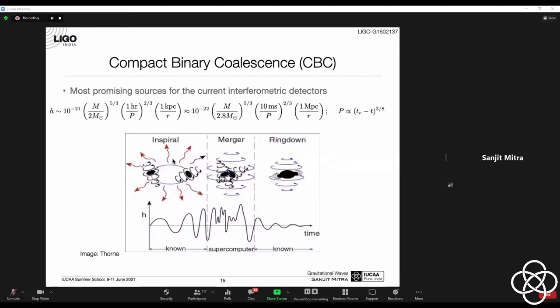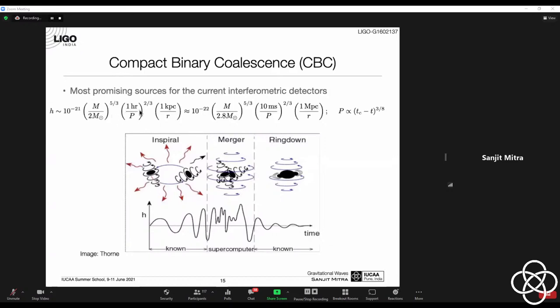So now the point is that if you see the typical estimates of the amplitudes, okay, we started a bit late, so I will wrap up in maybe 5 minutes. So look at this estimate of what will be the amplitude of gravitational waves that is received from an object which is, let's say, far away.